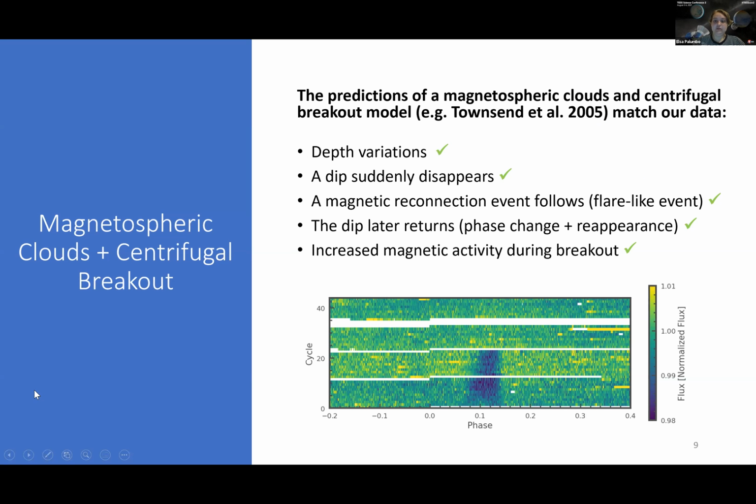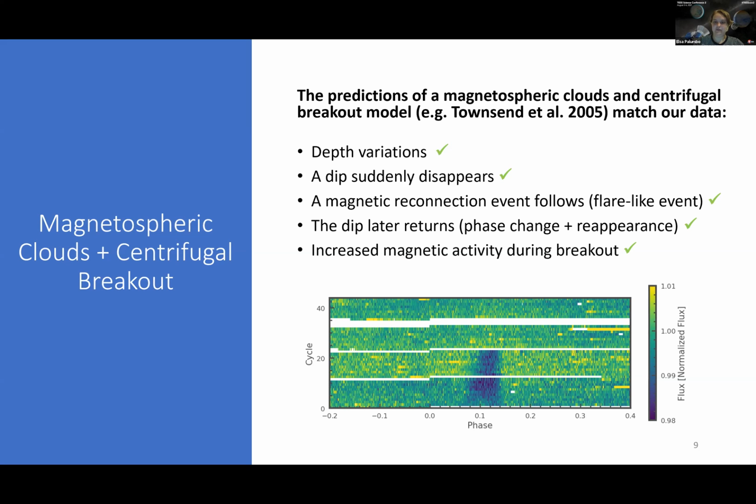So the story that we do think makes sense for our system is a magnetosphere, cloud, and centrifugal breakout model. And much of the reason why we think that this is a good fit is that our data seem to match the predictions that Townsend et al. made about 15 years ago. So first off, the fact that we see depth variations in the dips is not surprising, especially the gradual increase in size up through sector 27 before the dip disappears.